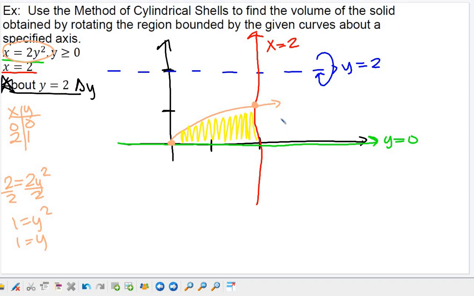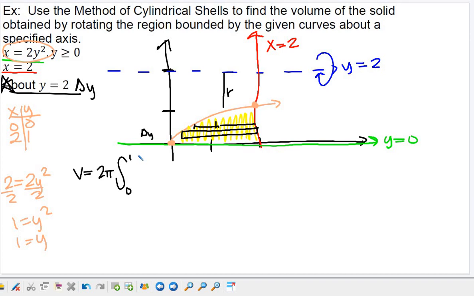So remember, if I'm rotating around this line, then my cylinders run this way. Okay, delta y. So my thickness of my cylinder is determined by my delta y. So that means that my radius runs this way and my height runs this way. Okay? So that means I have volume is equal to 2 pi. Now if I'm integrating with respect to y, then my bounds have to be in respect to y. So that's 0 to 1.